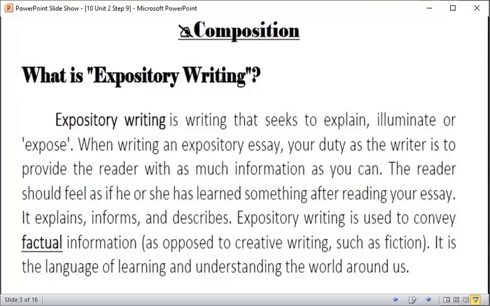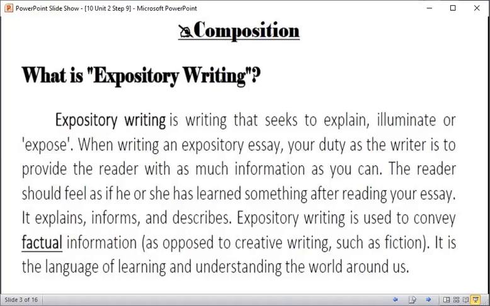It's a kind of writing that seeks to explain. Your job is to explain something. Your duty when you write something, you're asked to explain, illuminate, or expose its meaning to the reader. So when writing an expository essay, topic or report, your duty as the writer is to provide the reader with as much information as you can.